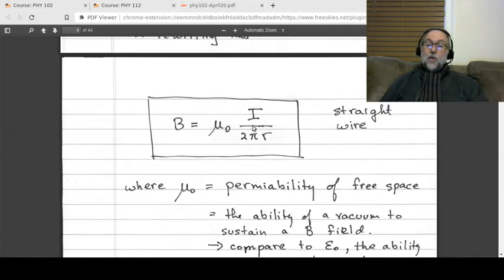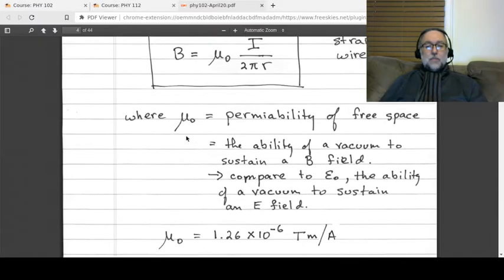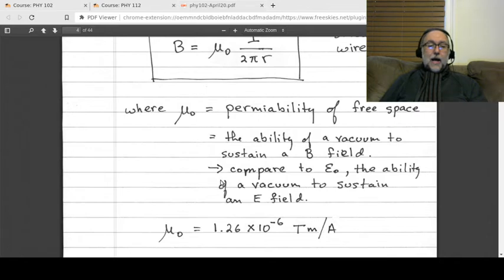Okay, if you have a bigger current traveling through the wire, well, then you're going to get a bigger B field. Okay, so bigger I, bigger B. The further you are from the wire, the smaller B. Makes sense. Okay, what is this permeability of free space?